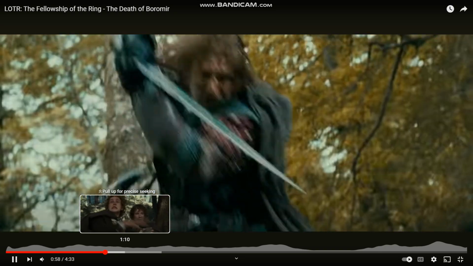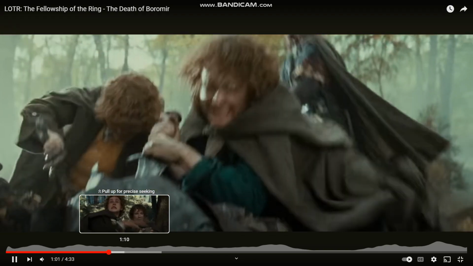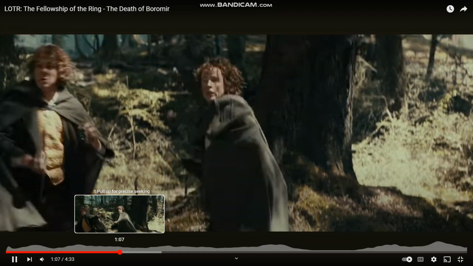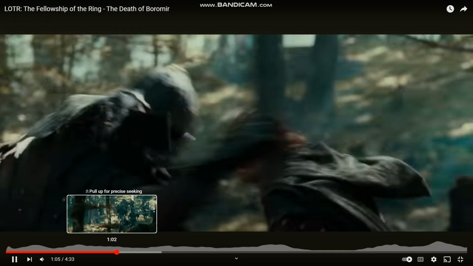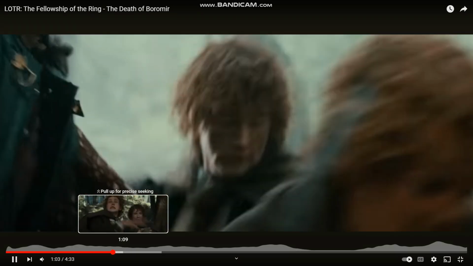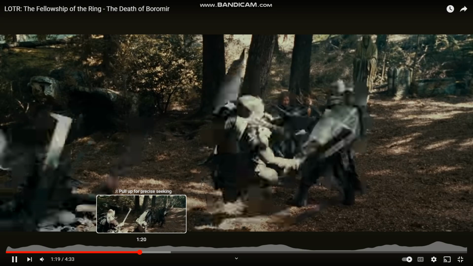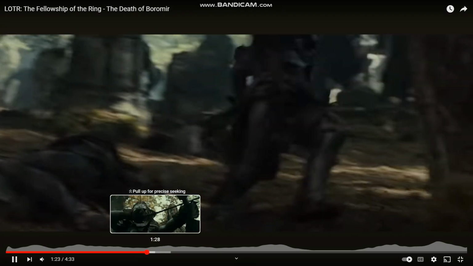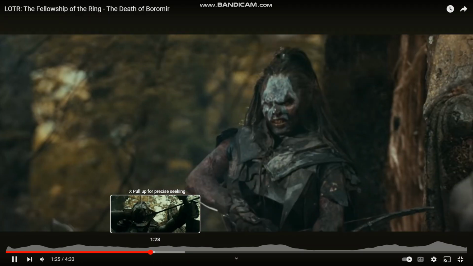We get the example of Kenneth's movement here. There might be some parts of CGI right here with these orcs, but most of it, as we see, is real life, just people with makeup.